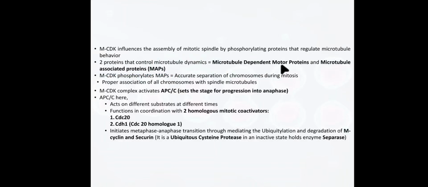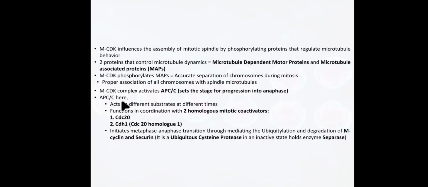M-CDK phosphorylates MAPs, which helps in accurate separation of chromosome during mitosis. So what is the function of microtubule associated protein? It helps in accurate separation of chromosomes during mitosis. Proper association of all chromosomes with the spindle microtubule is also a major factor. Okay, after all this, M-CDK complex activates APC-BARC, which sets a stage for progression to anaphase.